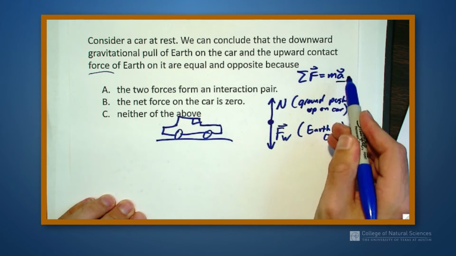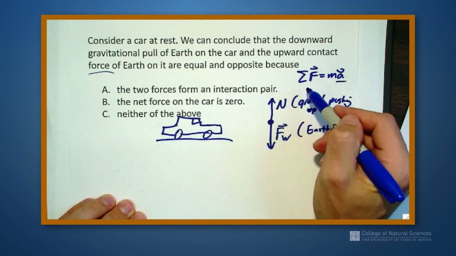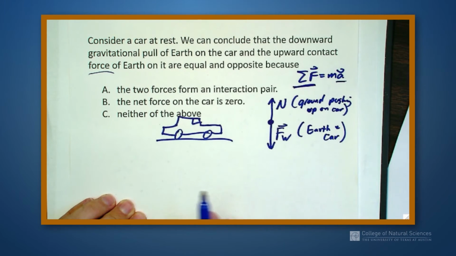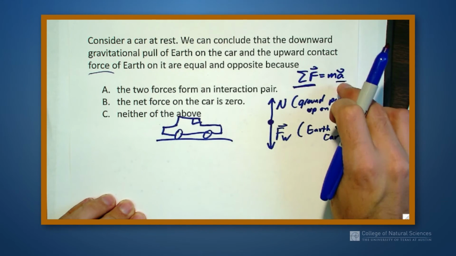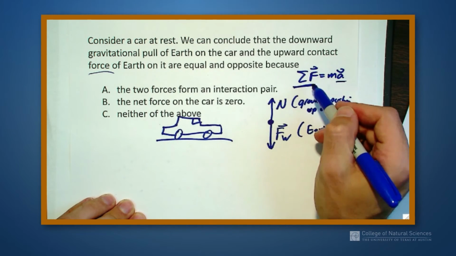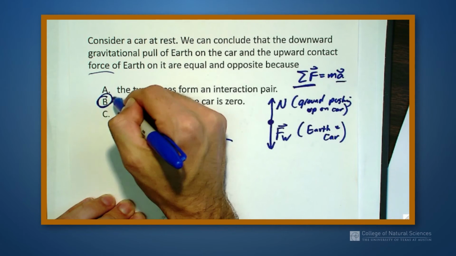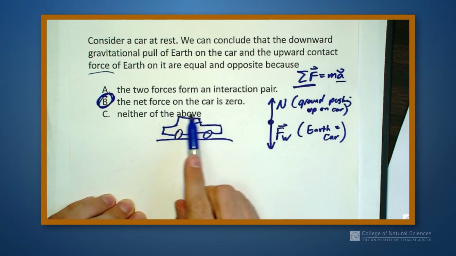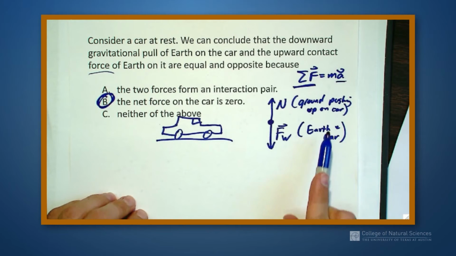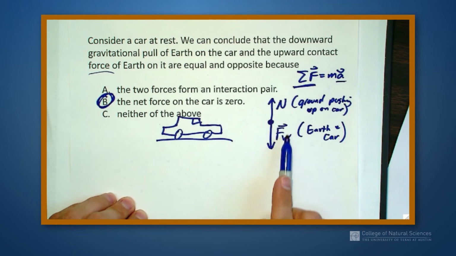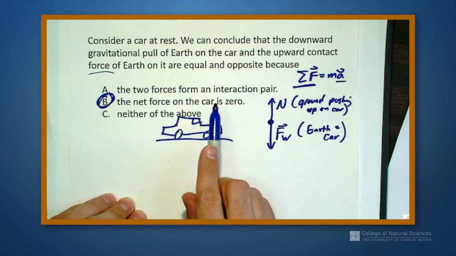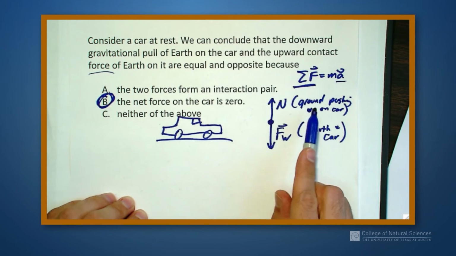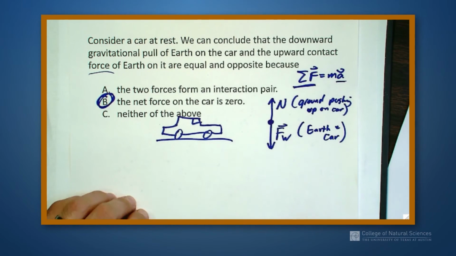So because the acceleration has to be zero, the net force that was applied on this car, the net force that would cause this zero acceleration, has to be zero as well. So the forces add up to zero because these two forces are equal and opposite, not because they're interaction pairs, but because they have to add up to zero to provide us with a zero acceleration, which is what this situation is.